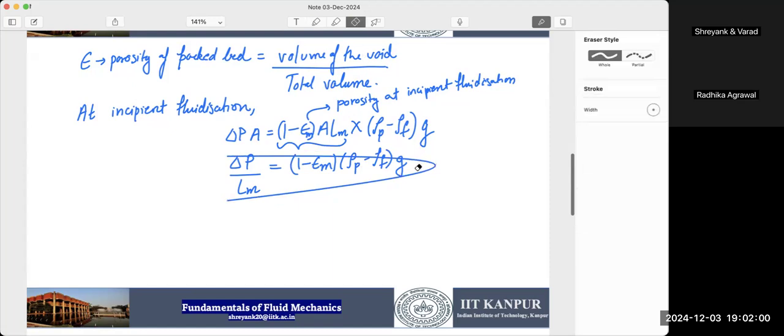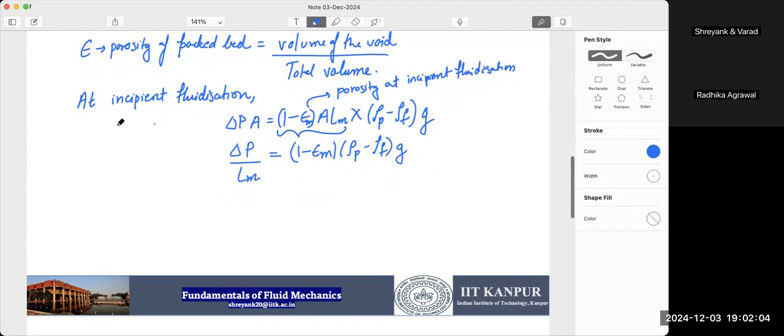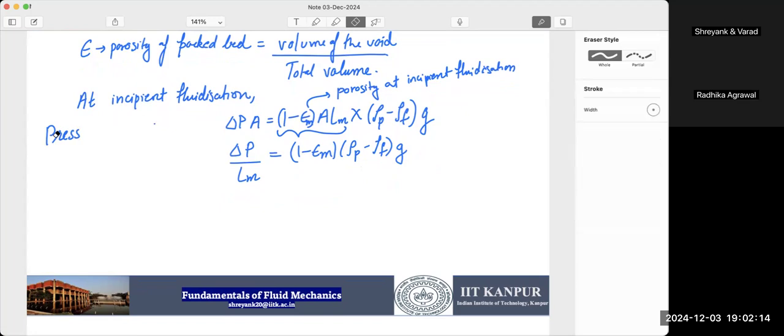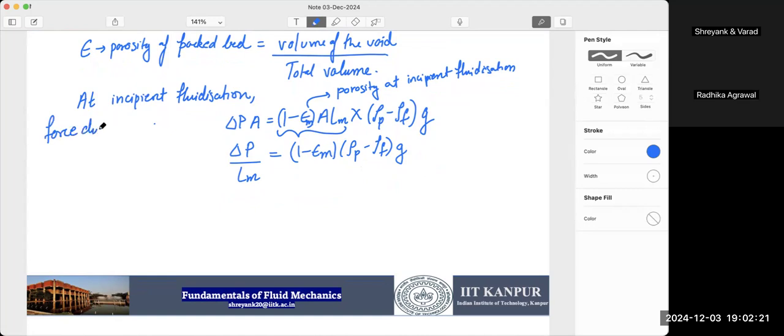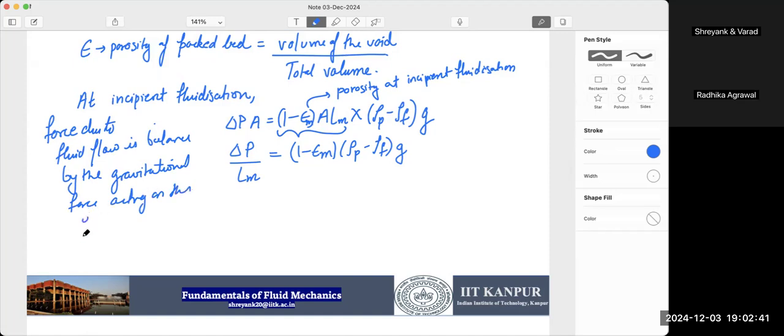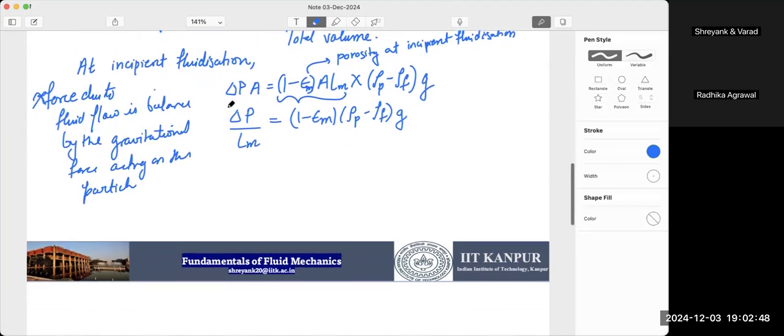So this is the equation we get by doing a balance: the pressure force due to fluid flow is balanced by the gravitational force on the particles. Okay, so this is the equation.